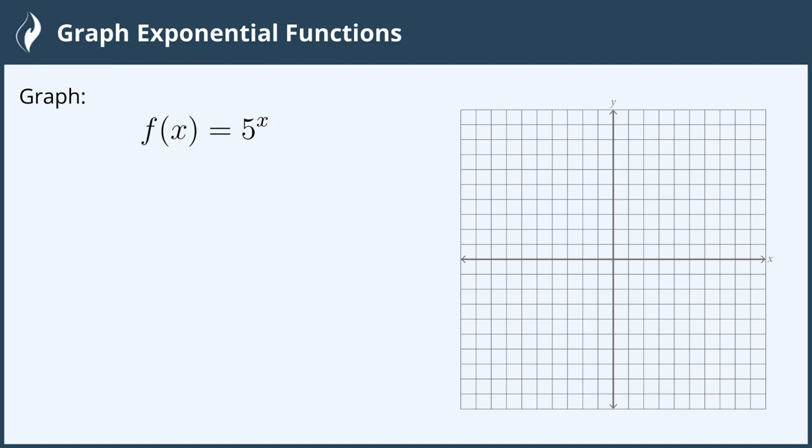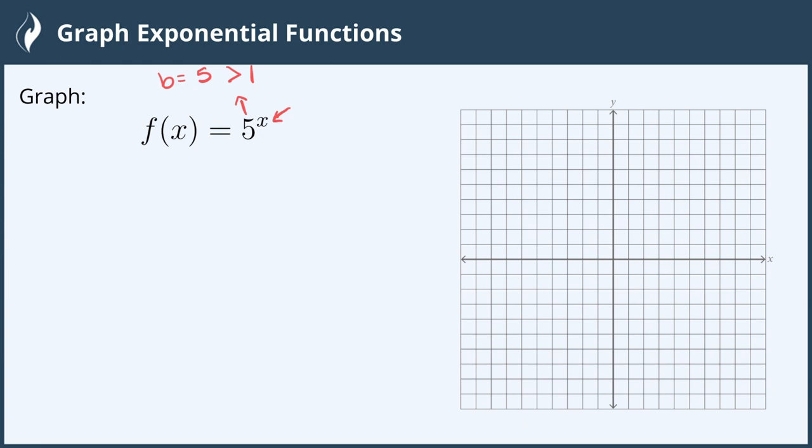Hi everyone! In this video we will graph exponential functions. Graph f of x equals 5 to the x. We know this is an exponential function because the variable is in the exponent. The base of this exponential function is 5. b equals 5. This is greater than 1.